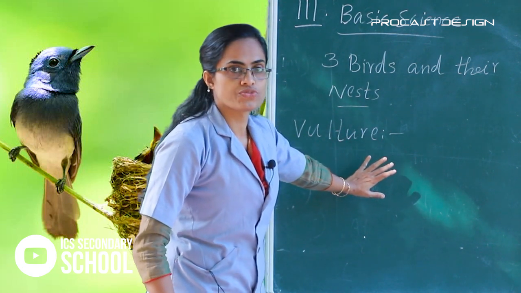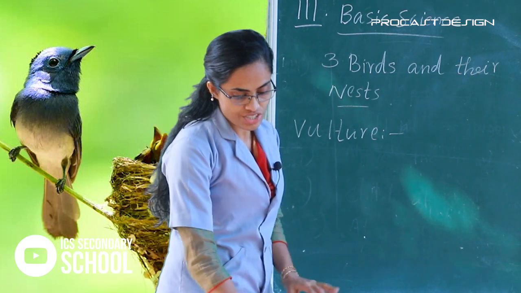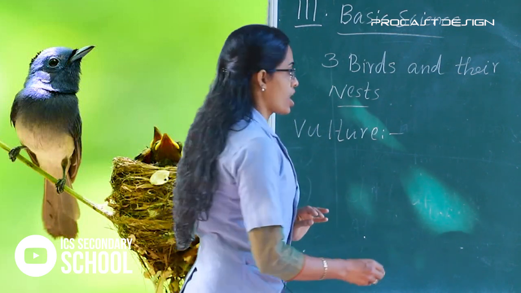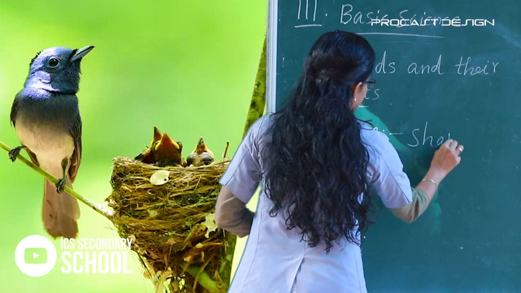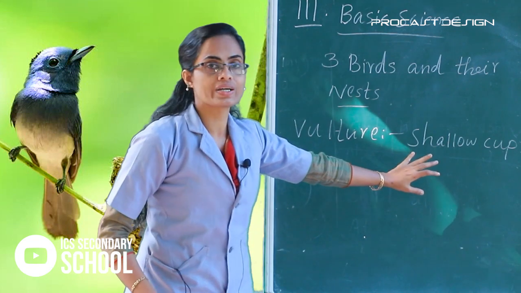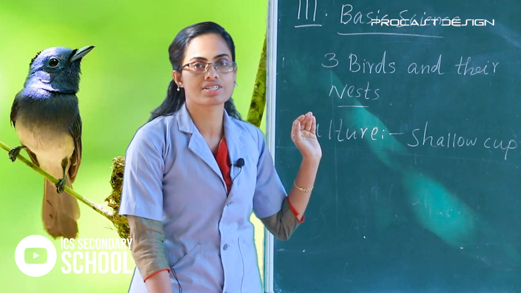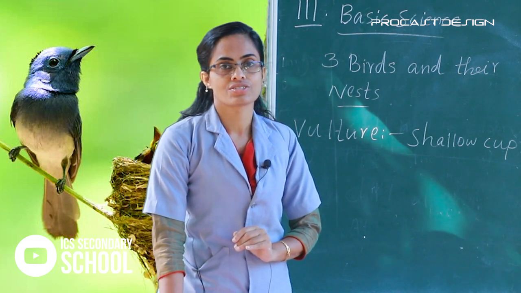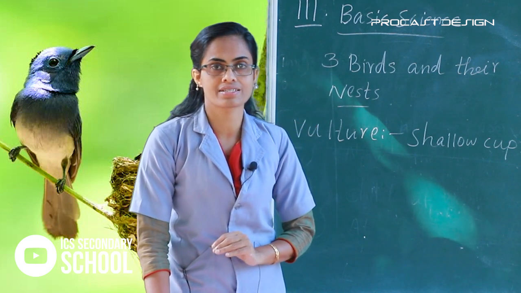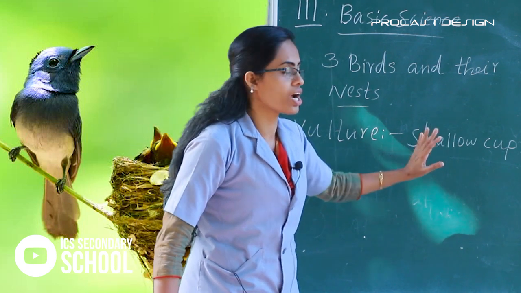What is the feature of the vulture's nest? It's a shallow cup. The nest looks like a shallow cup. Vulture, scavengers, grow on eating dead animals. Its nest looks like a shallow cup.